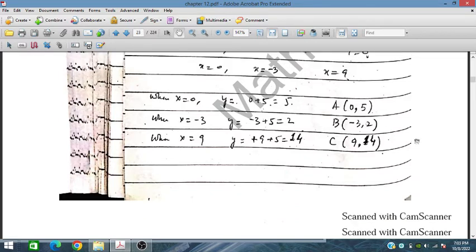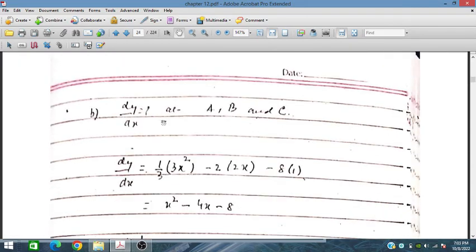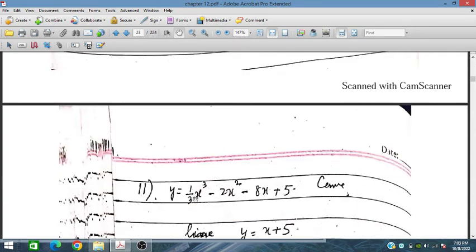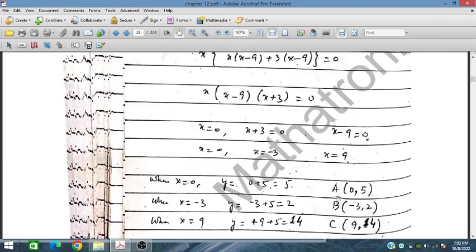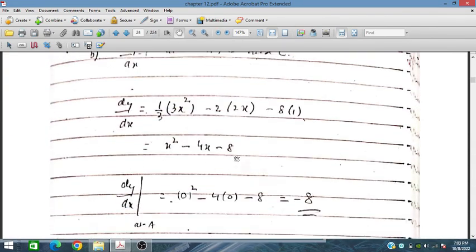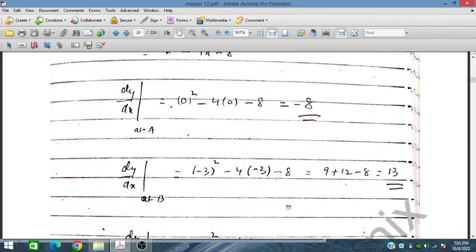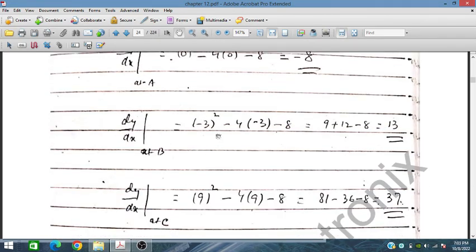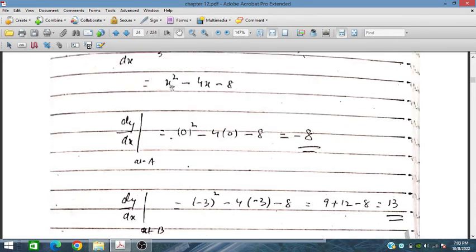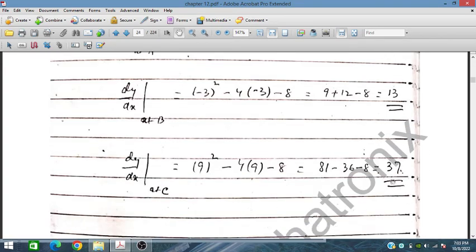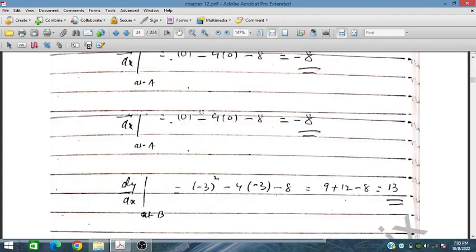This is part 1, and in the next part we have to find the gradients. For this curve we have to find dy by dx, and we have obtained dy by dx as this. In place of x for every coordinate A, B and C, we place the values here and get the gradient values for the points A, B and C. The values of x will be substituted for every A, B and C to get values like this. So this was problem number 11.